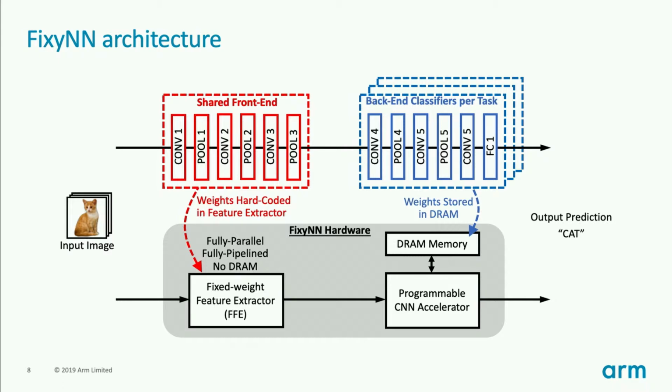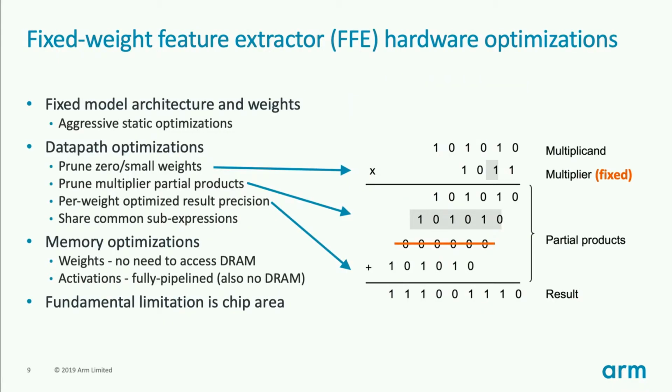The front end is fixed into hardware, so we have a fixed weight feature extractor, and the back-end classifiers run on a conventional programmable accelerator. The real benefit here in terms of energy efficiency comes from the fixed weight feature extractor. So let me talk a little bit about that. We have a fixed architecture and weights, so we can apply a series of aggressive static optimizations. They fall into two camps.